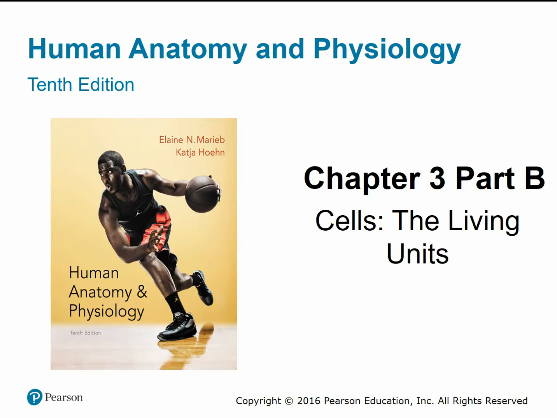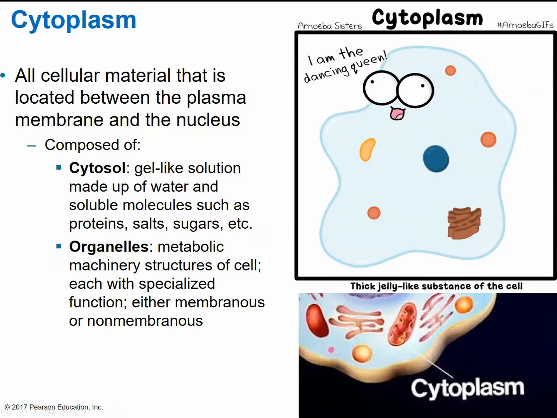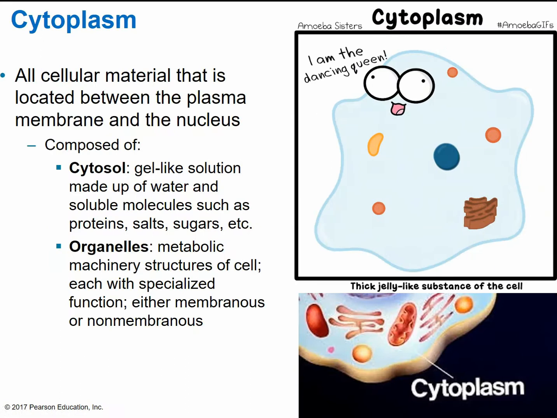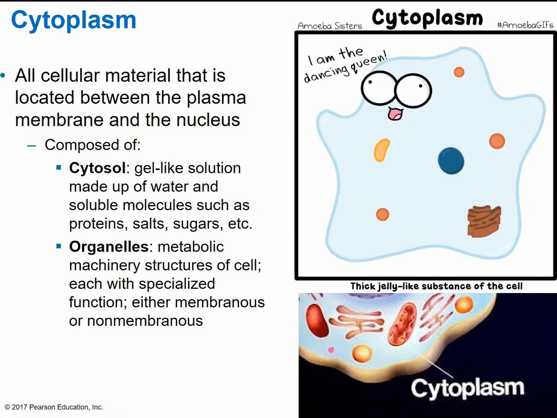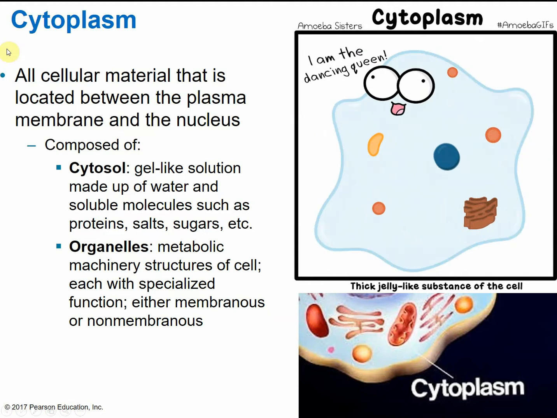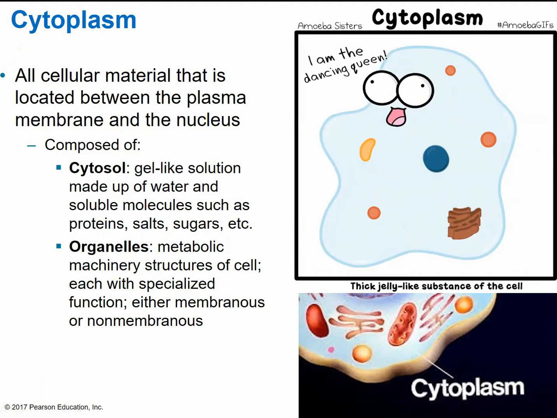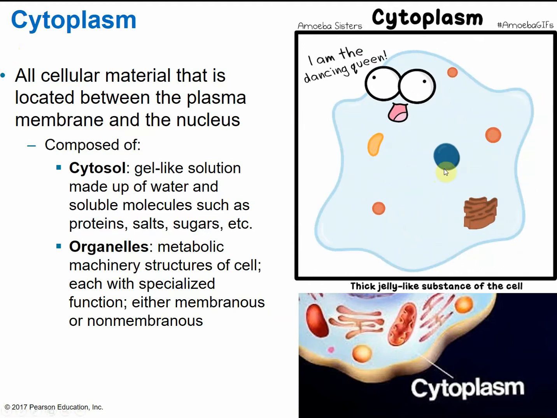This is Chapter 3, Part B on cells, the living units. So this section will look at different components that make up a cell and the process of cell division and protein synthesis.